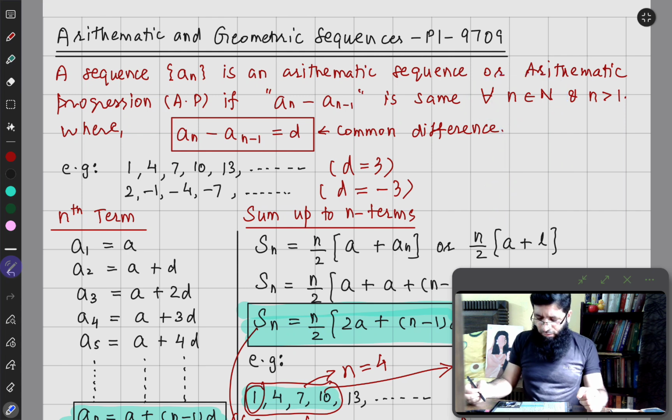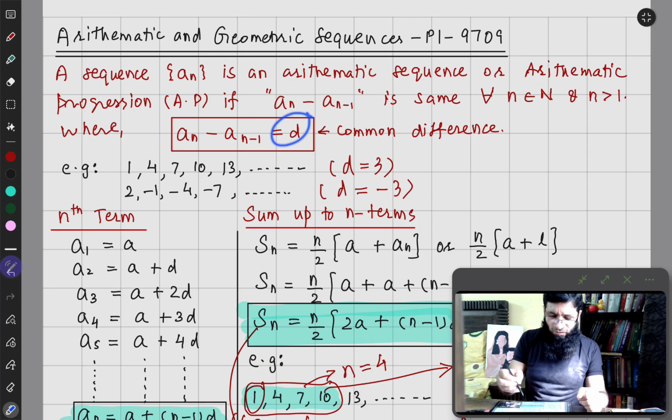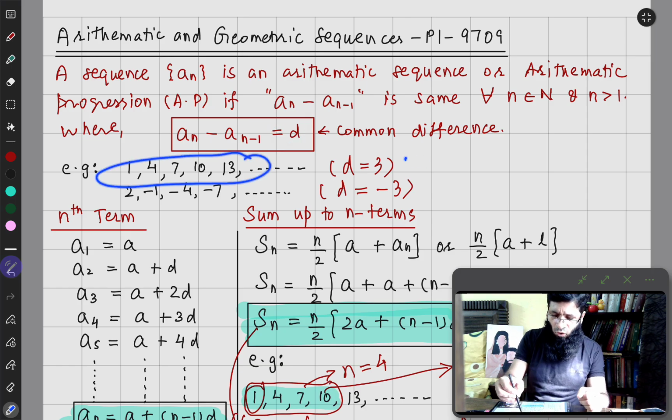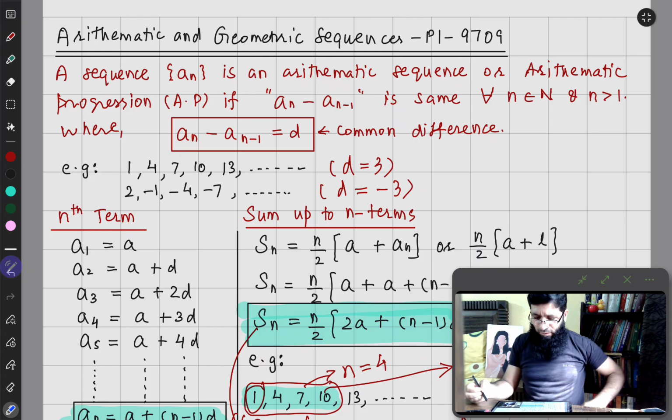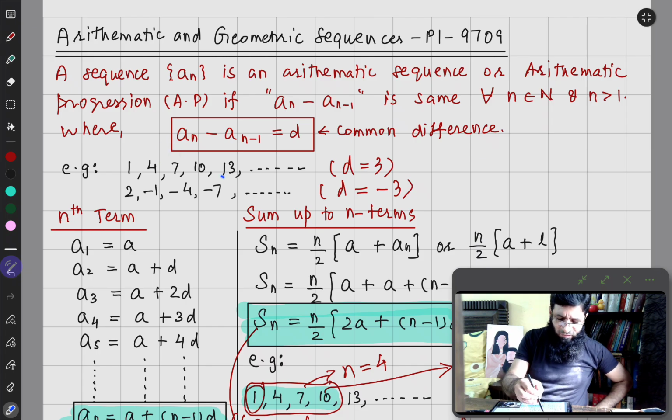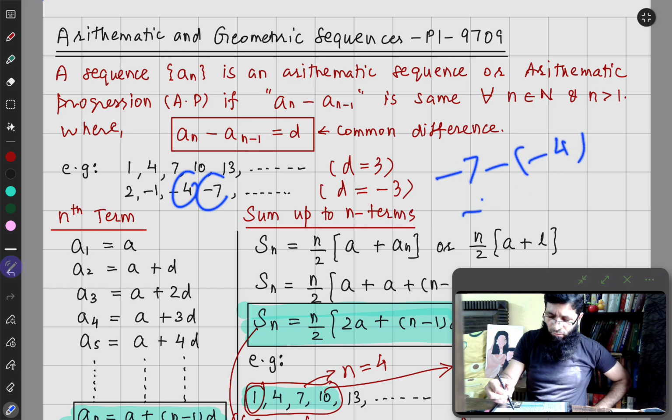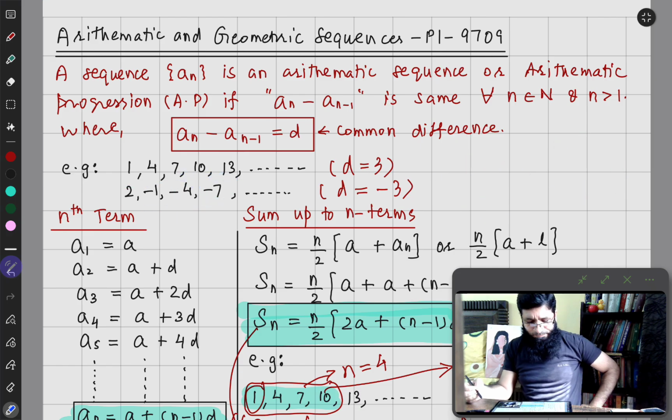Now the difference between any term and the previous term is called a common difference. You can see from this sequence that the common difference is 3. If you subtract 4 and 1, you will get 3. Similarly, if you subtract 7 and 4, you will get 3. Similarly, look at the other sequence. If you subtract negative 7 and negative 4, that will be negative 3. So the common difference for this sequence will be negative 3.